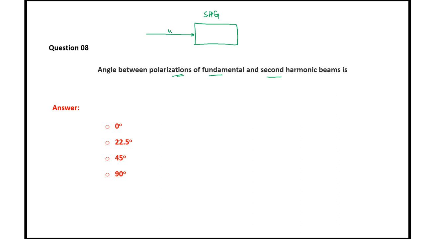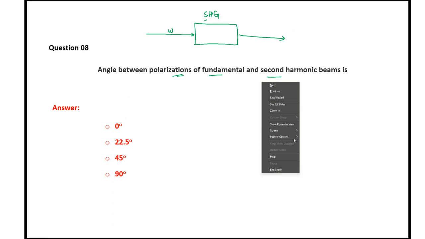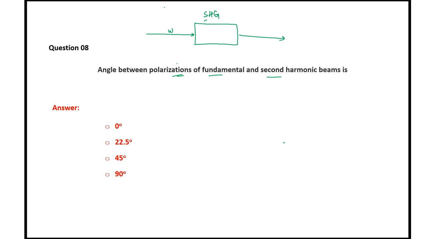There is an incident light which has frequency omega, and when it passes through it, the frequency is doubled to 2 omega. If it is a second harmonic generator, then only the frequency will be doubled. Or else the frequency can be tripled as well. It's not necessary that the frequency will be doubled. You can get 3 omega also, but actually the intensity is quite less, because the intensity depends on the values of chi2, chi3 also.